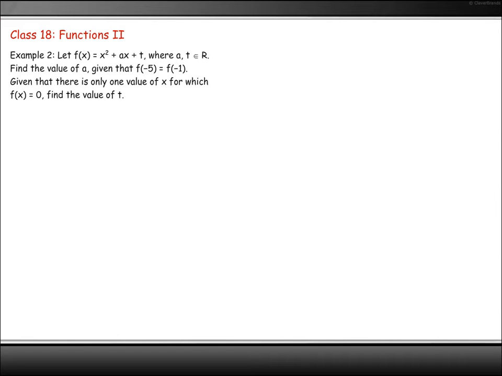Example 2. Let f(x) equal x squared plus ax plus t, where a and t are elements of R. Find the value of a, given that f(-5) is equal to f(-1). Given that there is only one value of x for which f(x) is equal to 0, find the value of t.